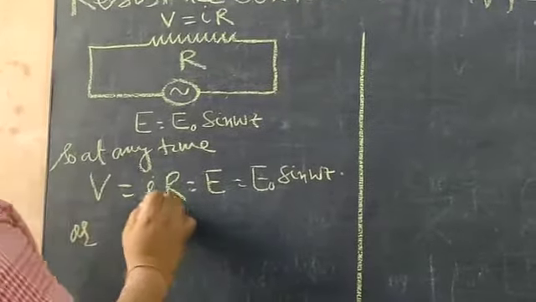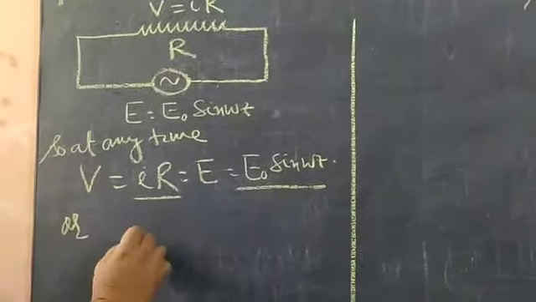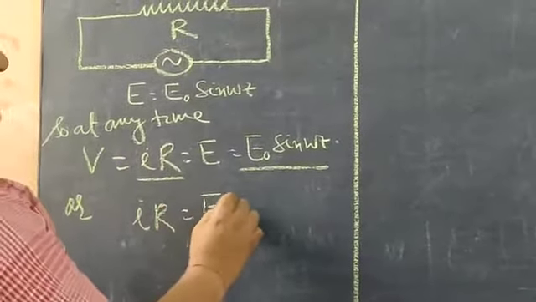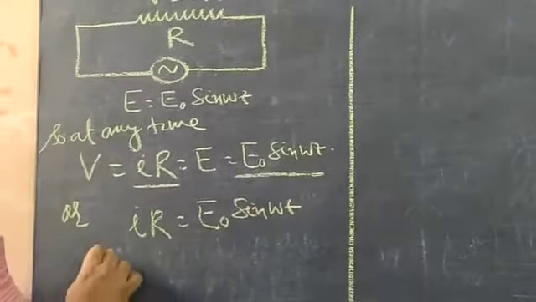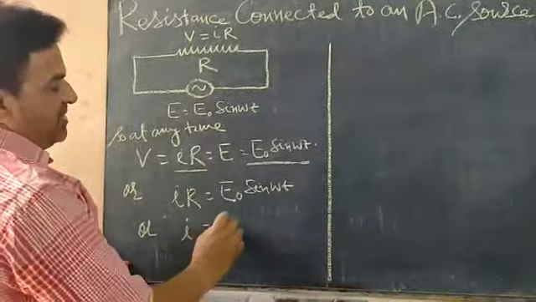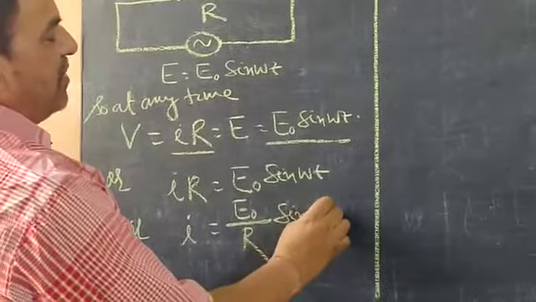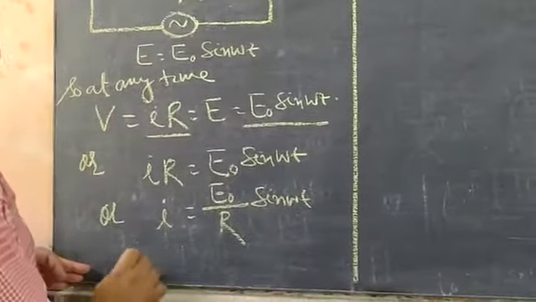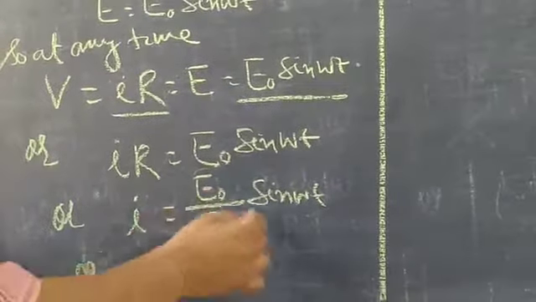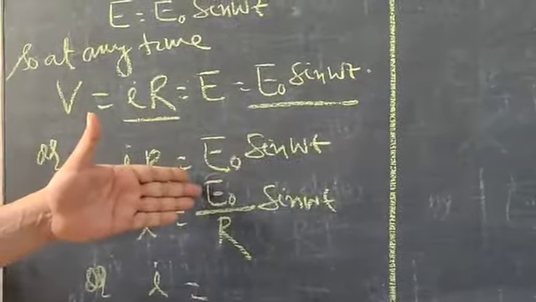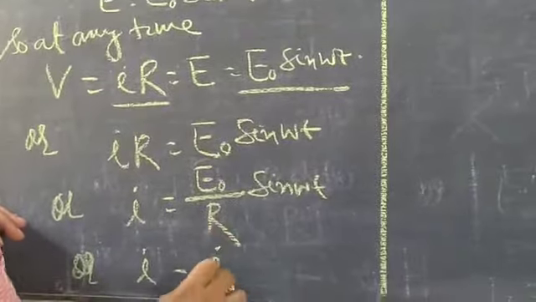Out of these four terms, we can select two terms of our choice. So IR = E0 sin omega t, or it can be written as I = E0 upon R sin omega t, or I0 = E0 upon R, peak value of EMF upon resistance. It will give us the peak value of current.